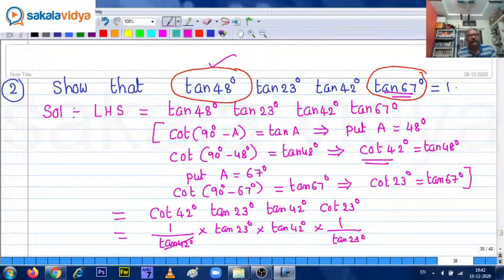See, tan 42 by tan 42, tan 23 by tan 23. So you will be getting 1. This is the RHS, right hand side. Hence it is proved.